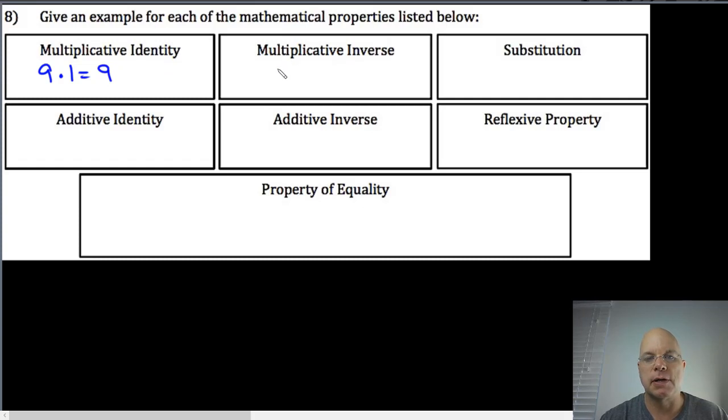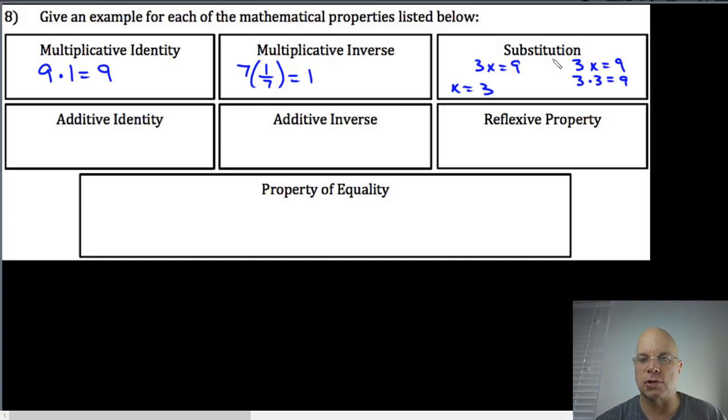Multiplicative inverse tells us that if we multiply reciprocals, we get a product of 1. So 7 multiplied by 1/7 equals 1. That's an example of the multiplicative inverse. Substitution. A good example of substitution would be if I had an equation like 3x equals 9, and then I identified x as 3, I could substitute 3 for x. 3 multiplied by 3 equals 9 to verify the variable value. So this is a good example of substitution right there.